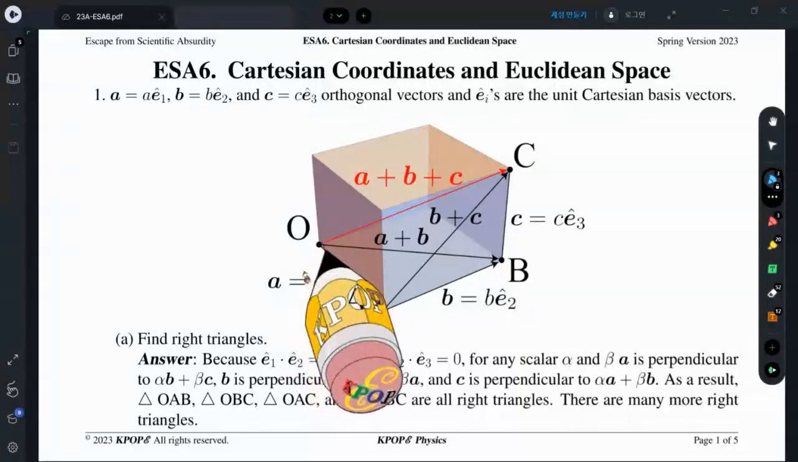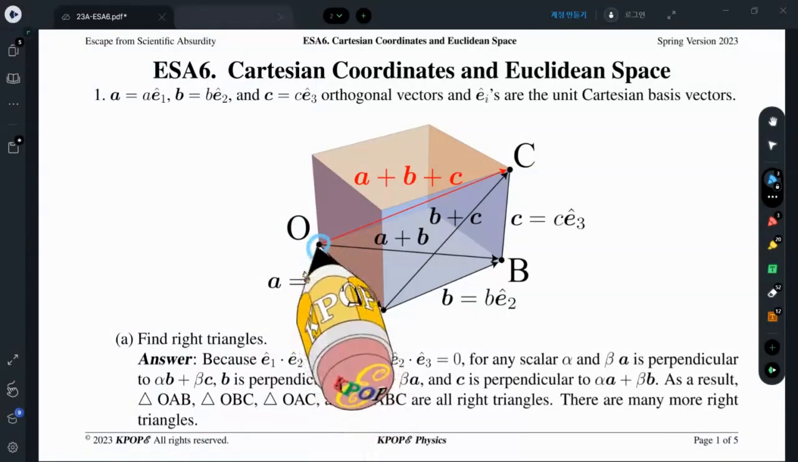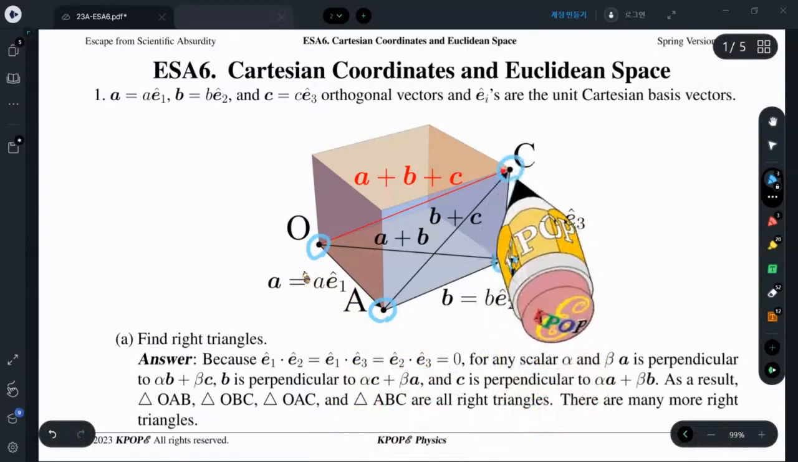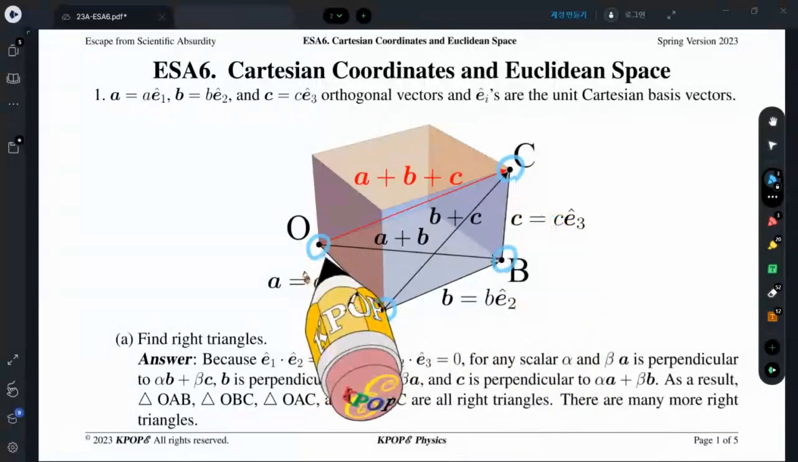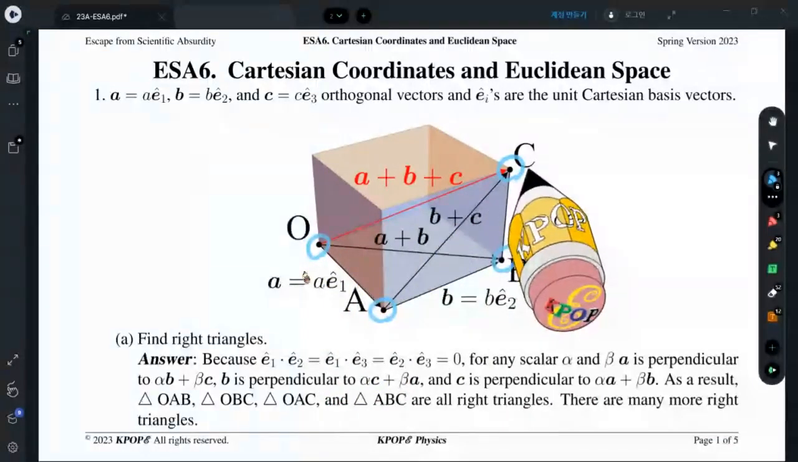Cartesian coordinates and a Euclidean space. We have a parallelepiped. Actually, this is a rectangular box in three-dimensional space. We first choose the origin at a vertex and choose the points A, B, and C. We would like to move from the origin to point C.